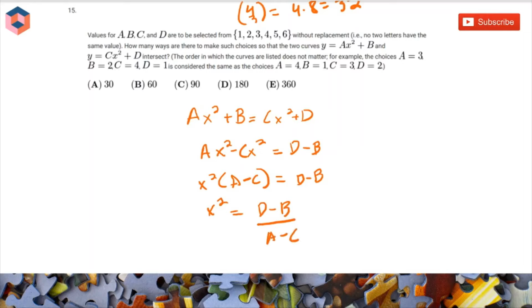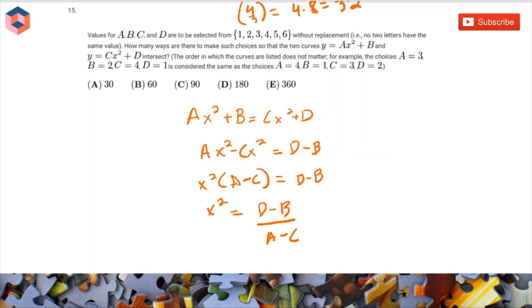Now, notice that x squared is always either equal to 0 or greater than 0, and we talked about this earlier in this video. But it can't be equal to 0, because in that case d and b would be equal to each other, which is not allowed because it's without replacement. So this expression on the right hand side is positive. A fraction is only positive when both the numerator and the denominator are positive, or they're both negative. So let's proceed with casework.